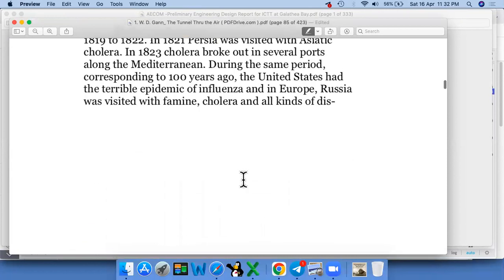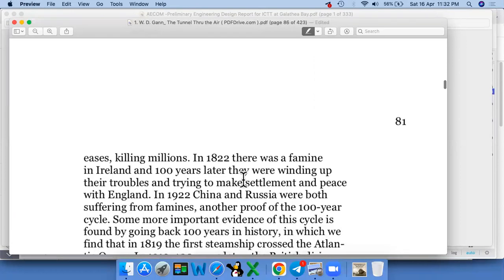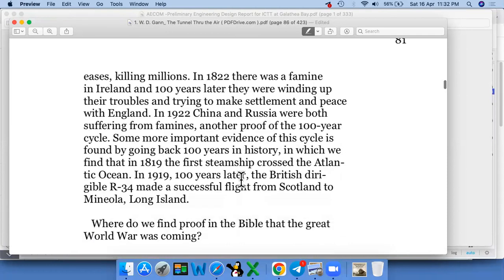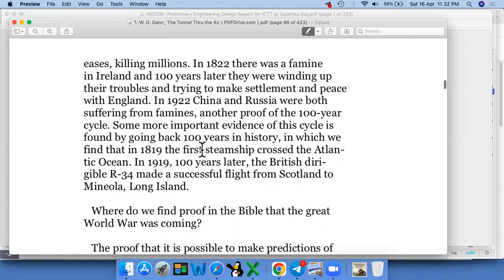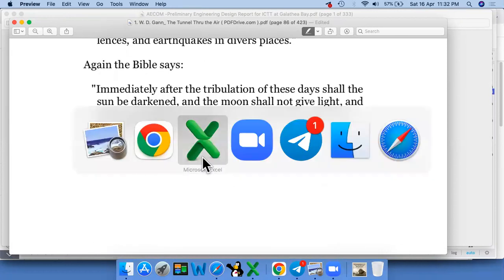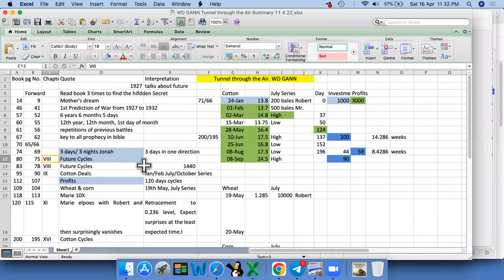Then in 1922, China and Russia were both suffering from famines, another proof of the 100-year cycle, right? So again, the same kind of things have been happening. And if we see again in the next 100 years after that, which is 2019 to 2022, we again had a pandemic. So it was again somewhere in line with the 100-year cycle, right? So we have seen the cycles which are there.